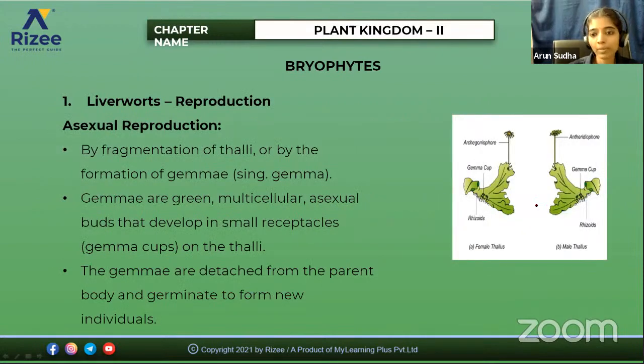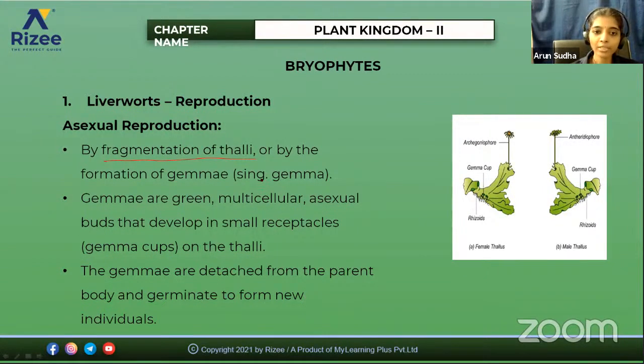So if you see, for example, this is the thalloid structure. So there is no clear differentiation. So these are the rhizoids that are present. And if you see the reproduction, how is the reproduction taking place? By fragmentation of thalli. So the thallus undergoes fragmentation, that is, it breaks into pieces, and each new piece grows into a new thallus.